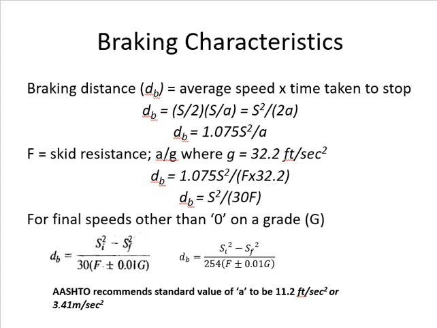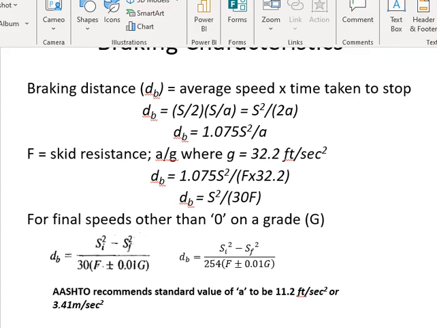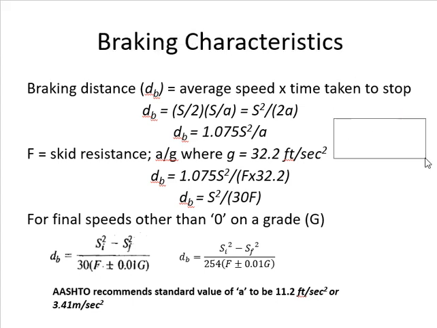Other important characteristic of the vehicle is the braking distance. Braking distance equals average speed times time for deceleration, the time taken for stopping. Now average speed. Average speed means what? Final plus initial divided by 2, right? Average is (S1 + S2) divided by 2. Now if I am stopping, my S2 is what? 0.